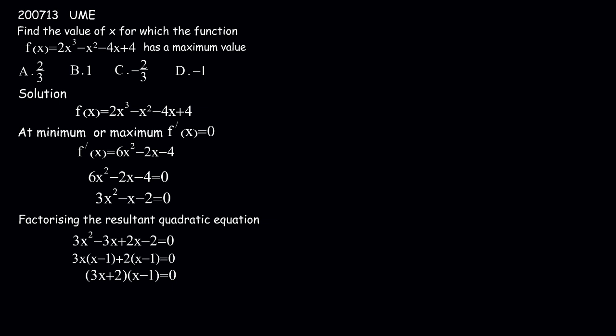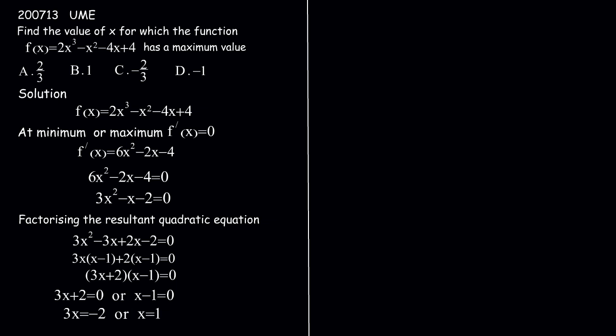At this point, 3s plus 2 will be equal to 0, or s minus 1 will be equal to 0. Simplifying 3s plus 2 equals 0, it becomes 3s equals minus 2. And dividing both sides by 3, it becomes s equals minus 2 over 3. So therefore, our s is equal to minus 2 over 3, or s is equal to 1.